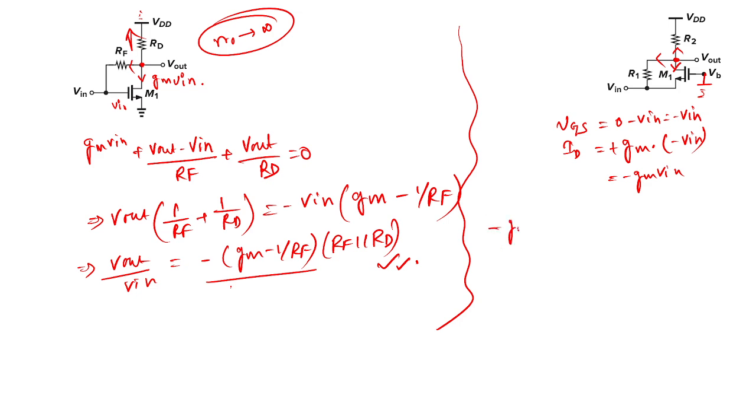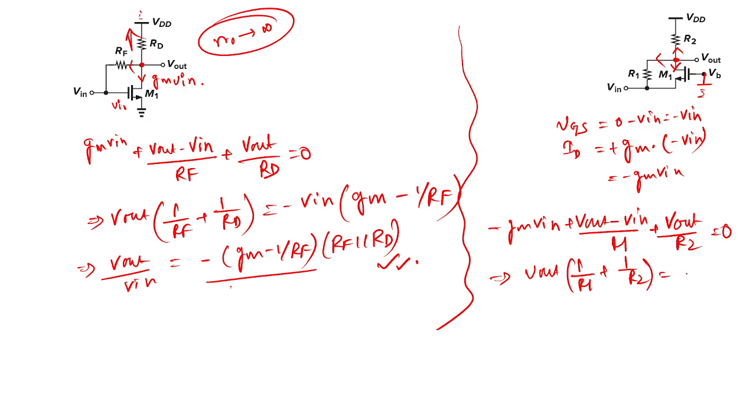So minus GM Vin plus Vout minus Vin by R1 plus Vout by R2 is equal to 0. Now take the Vout common here, 1 by R1 plus 1 by R2, and take Vin common here, it becomes 1 by R1 plus GM. So what is the gain? Vout by Vin is equal to 1 by R1 minus GM, times R1 parallel R2.